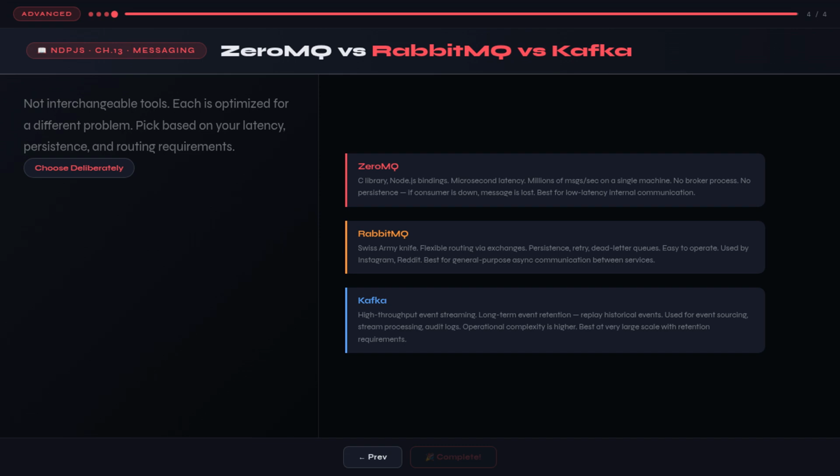The architecture of your messaging system, peer-to-peer or broker, and which delivery guarantee, is not a detail you can easily change later. It shapes how your services are written and how your system behaves under failure. Make this choice deliberately.